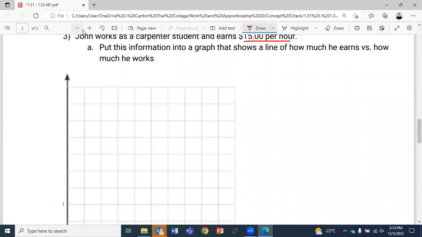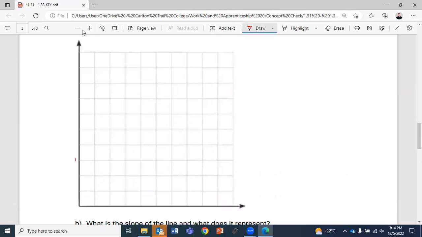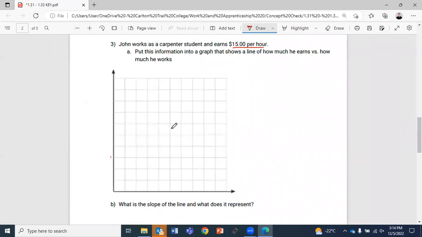But before we can do that, I'm just going to zoom out a little bit. I need to properly label my graph. So I have money and time, right? Show how much he earns versus how much he works. This is time and money. Money, time. Time in hours, right? So time's usually going to go on the bottom. So time, hours. This is my x-axis, right?